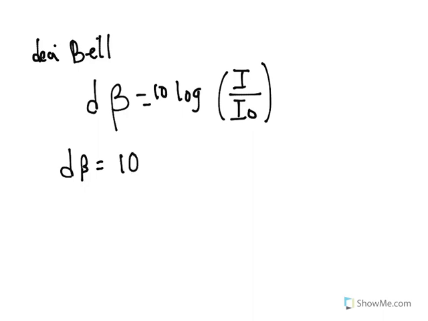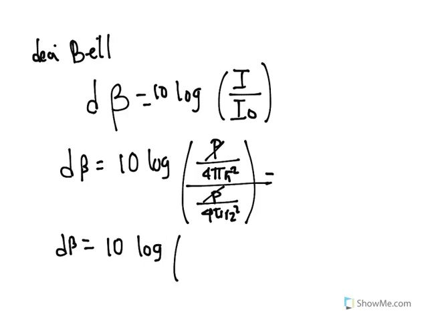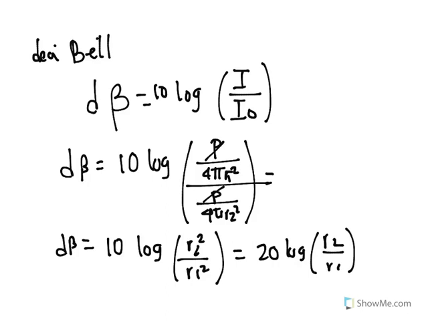Decibel is going to be equal to 10 times the logarithm of the power over 4π radius 1 squared, over the same power over 4π radius 2 squared. From here we can actually state, cancelling powers, decibel is going to be equal to 10 times the logarithm of r2 squared over r1 squared, or 20 times the logarithm of r2 over r1.